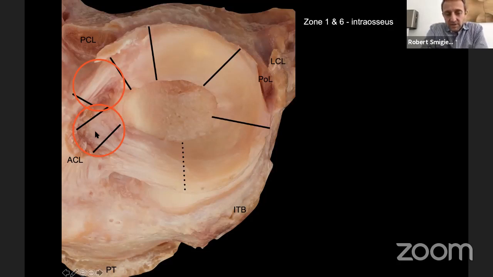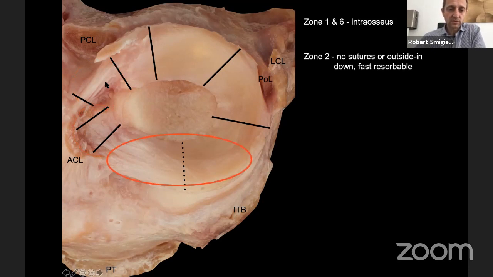And there is now an interesting question. If we do the classical single bundle ACL reconstruction, very often we damage and destroy, at least partially, the anterior root of the lateral meniscus. The posterior root of the lateral meniscus is very important for the meniscus stability. There are many biomechanical papers about it. This is a very important structure. That's why it should be fixed to the bone.